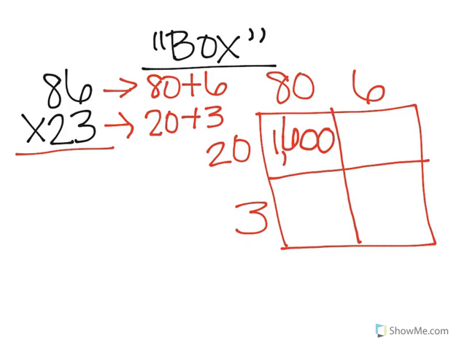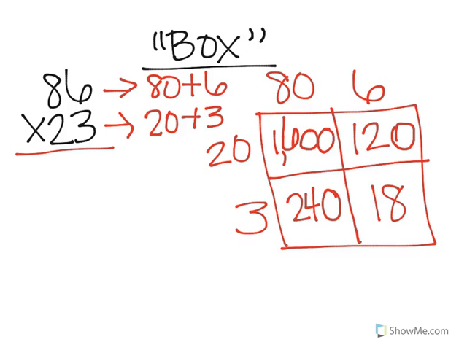Now if I go below that, the 3 touches it, and it's in the 80 column. So 80 times 3 is what we're doing. 1 zero for the 80. 8 times 3 is 24. So 240. Now if I go to the top right-hand box, I get 6 times 20. Since there's 1 zero in 20, I get 1 zero on my answer. 6 times 2 is 12. So I get 120. And then the bottom box is 6 times 3, which is 18. Now I'm going to multiply or add these.